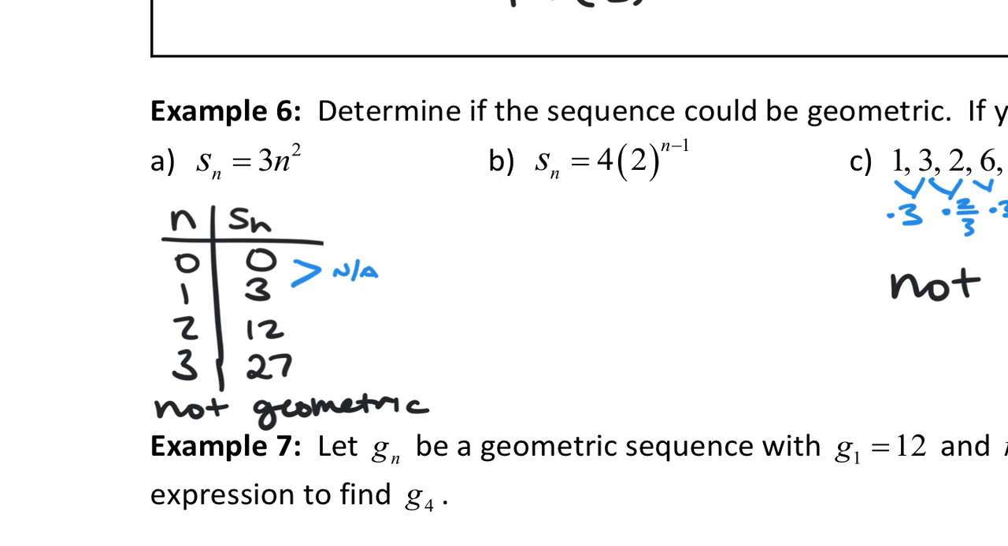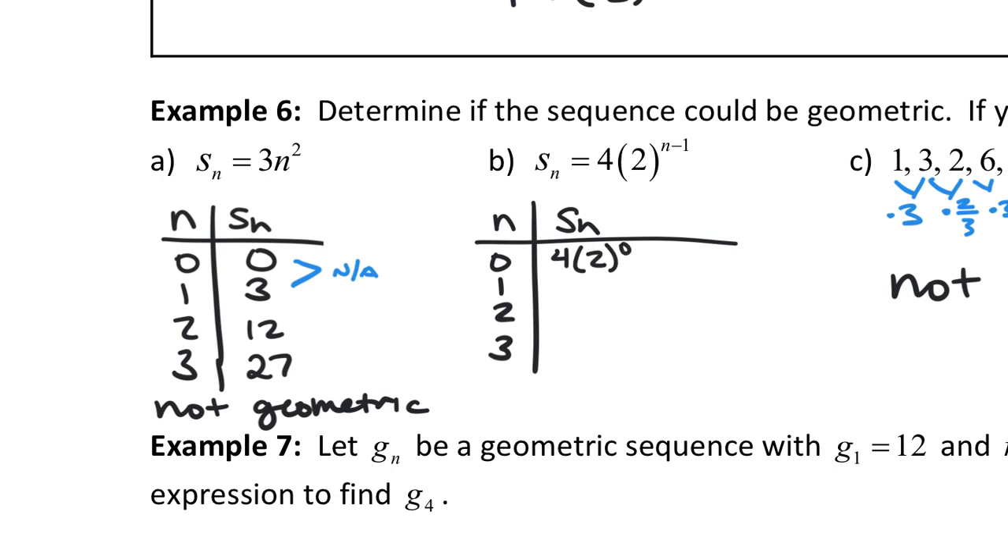I'm going to do this one with you. So if we have n and s sub n, this is a sequence. We're trying to determine if it's geometric. We're still going to plug in 0, 1, 2, and 3. If I plug in 0, this is 4 times 2 to the 0 minus 1. What's 0 minus 1? What's anything to a -1 power? Ooh, do we remember that one? Flip it. Yes, it becomes its reciprocal. So instead of 2, this becomes 1/2. What's 2 times a half? 4 times a half. 2. All right.